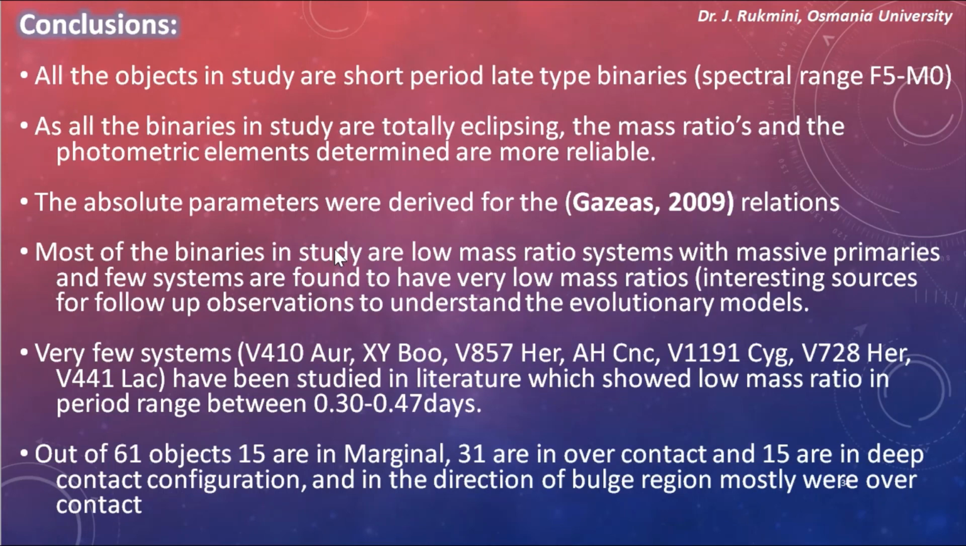And out of 61 objects, 15 are found to be marginal contact binaries, showing a lesser degree of contact. However, 31 objects were found to be overcontact and 15 with deep contact configurations. The fillout factors were more than 50%. And these were in the direction of the bulge region.